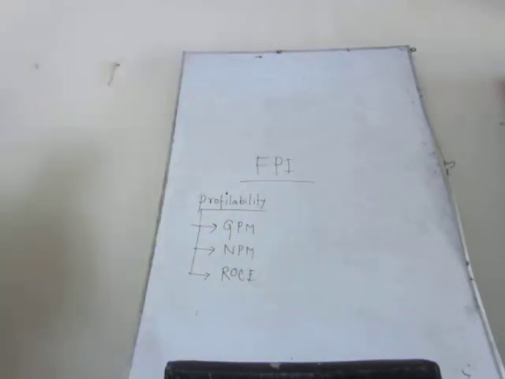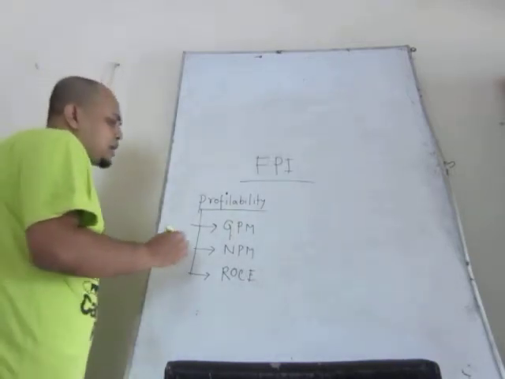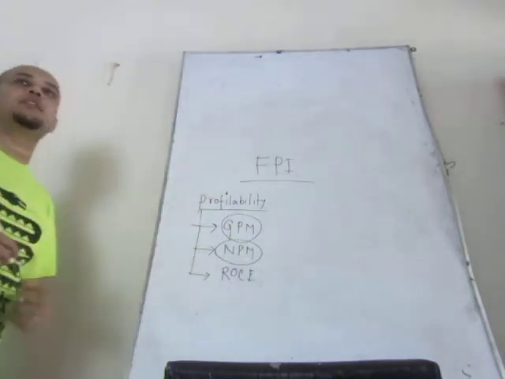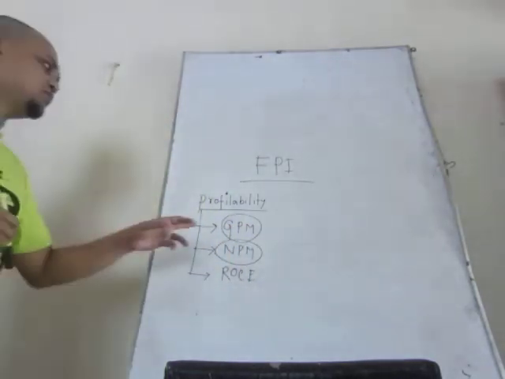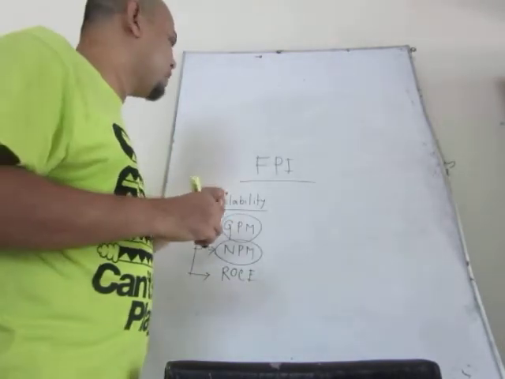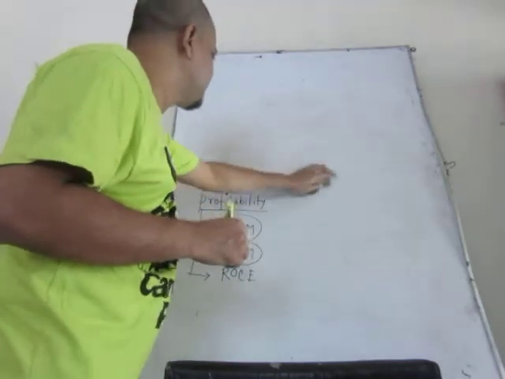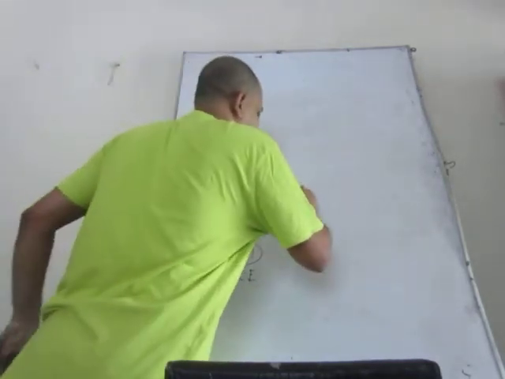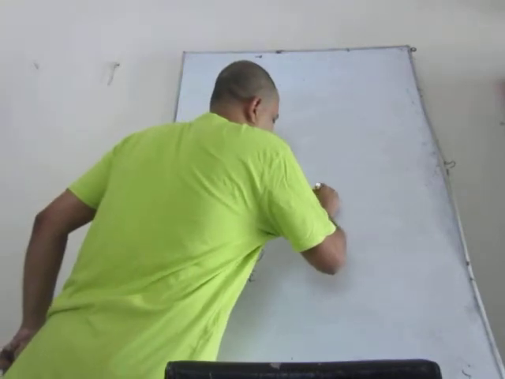Clear? So according to your book, first of all, think about the gross profit margin and net profit margin, how you can evaluate your performance through these two different ratios. Number one, that is gross profit margin.